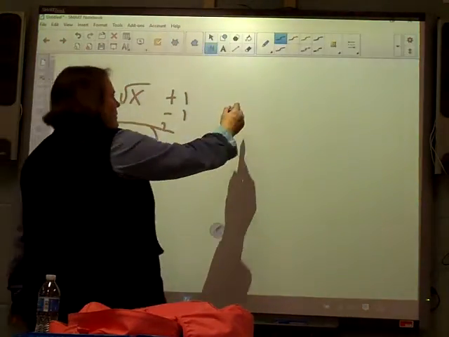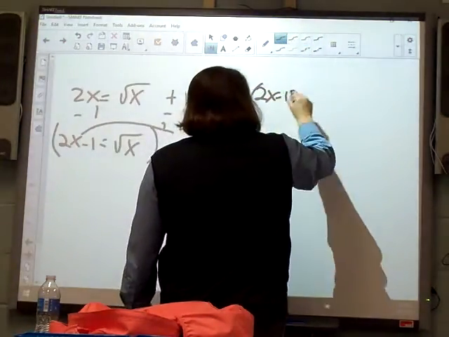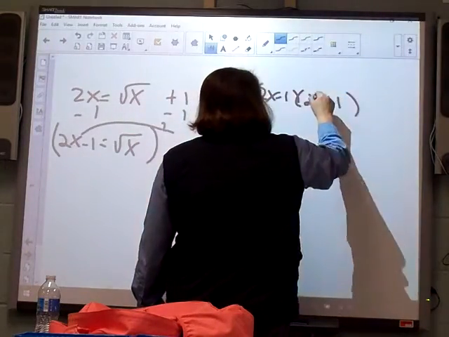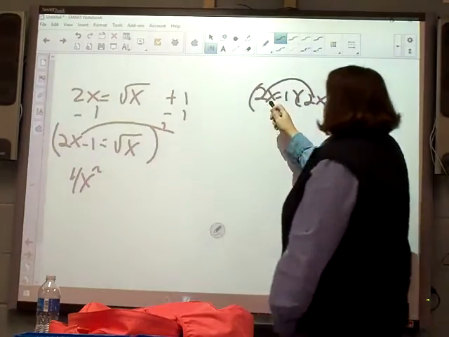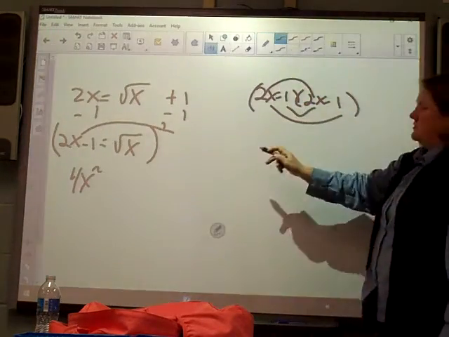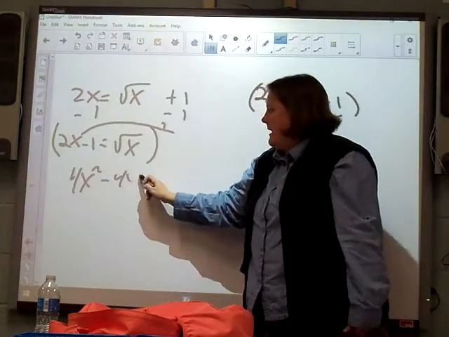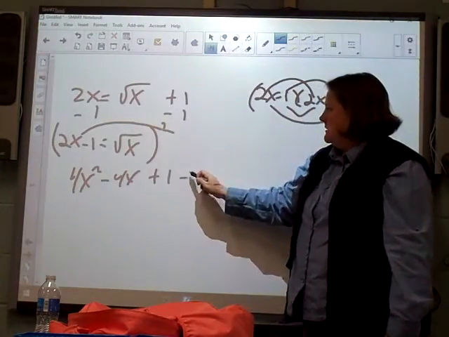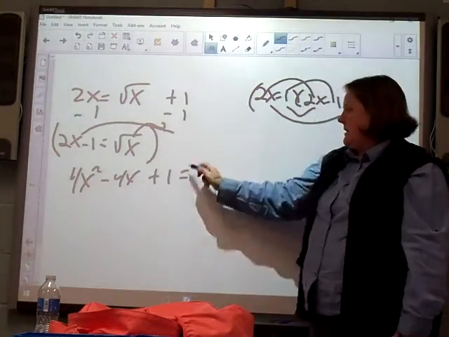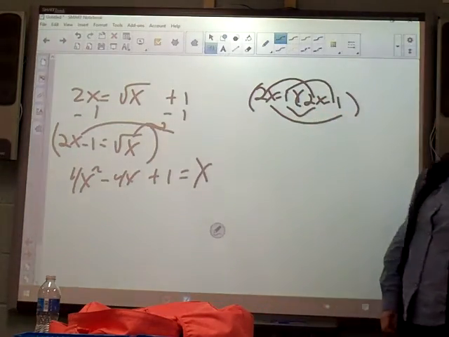Okay, so I'll do that up here real fast. 2x minus 1, 2x minus 1. There's your 4x squared. They had that part right. Here's what they missed. Negative 2x and negative 2x is negative 4x. And then there's your plus 1. Here, the squared and square root canceled out. That's what Rachel was hitting at. So it's just x.